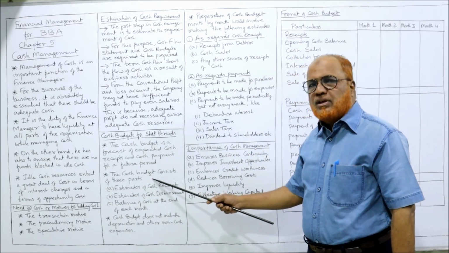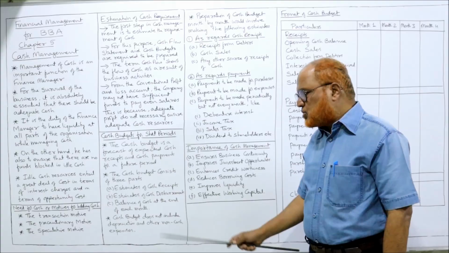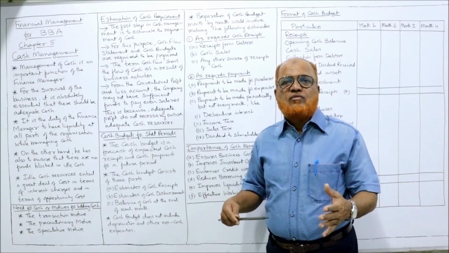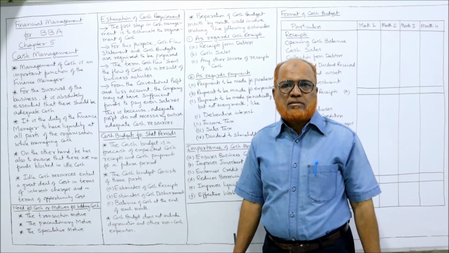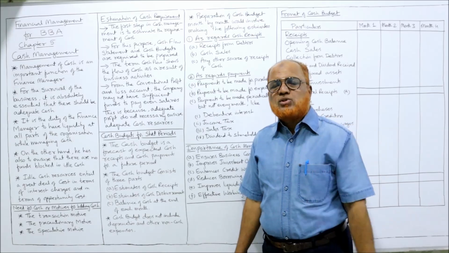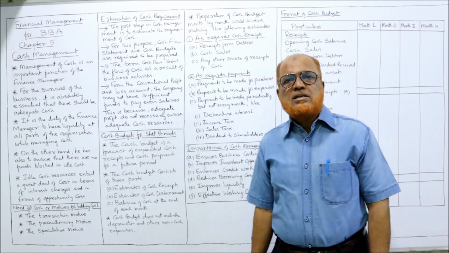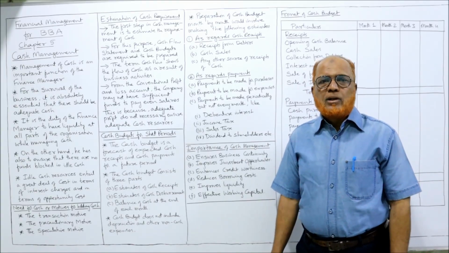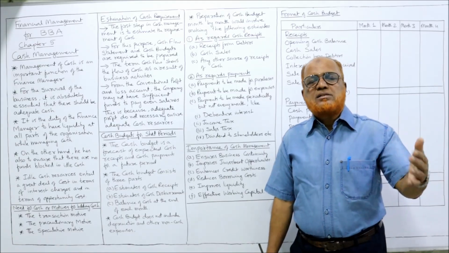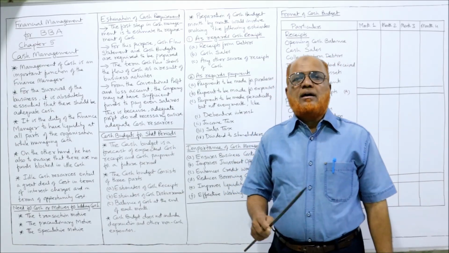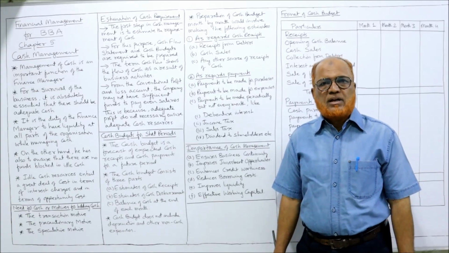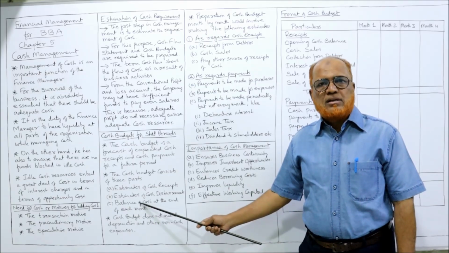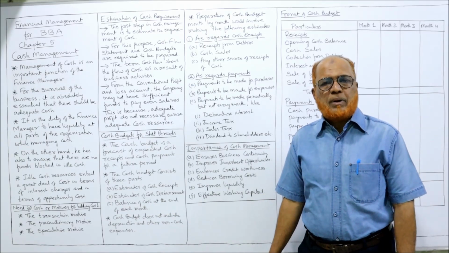Then the cash budget consists of 3 parts. The first part, estimates of cash receipts. What are the expected cash receipts we may have in the next 6 months? Second part, estimates of cash disbursements. Disbursements means payments. So a business has to estimate in the next 3 months or 6 months, monthly, how much cash we are going to receive and how much cash we are going to pay. So first part receipts, second part disbursements or payments.